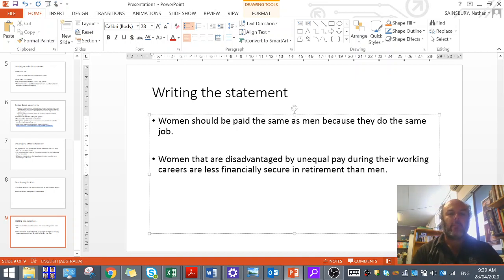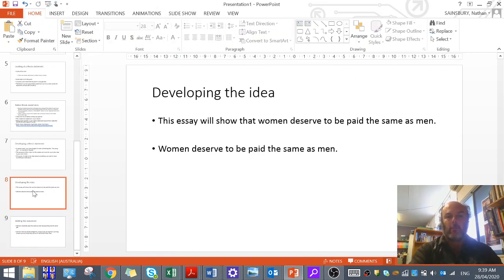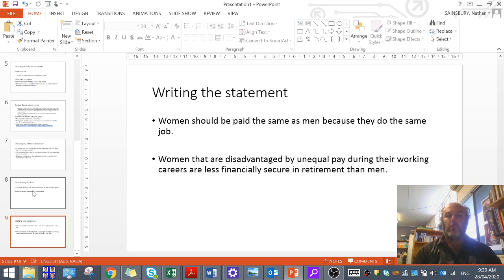So guys, I hope that gives you some clarity about how to go about building a statement. When you start your research, your general idea might be women deserve to be paid the same as men. Your research should then be looking at why that's so. So you might then develop it. Well, they're doing the same job. Well, what's then the effect of this? And that's where I've come to with that end statement. That's very much a statement you could base an essay off, or a feature article, or whatever you're writing.